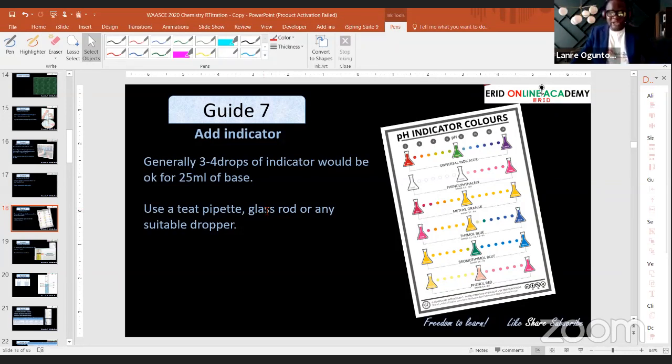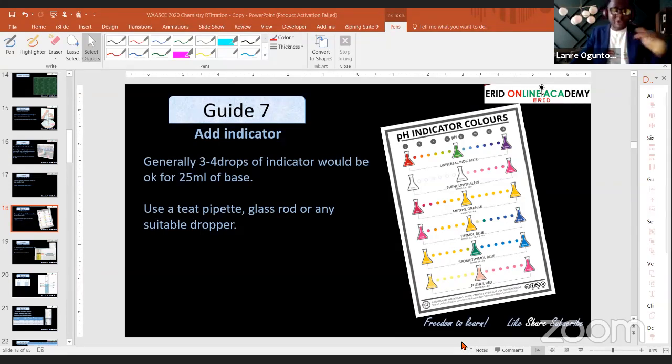Methyl orange changes color. In acid, your methyl orange is red, while in base your methyl orange is yellow. So when you add the indicator into your base, you get a yellow color. After some time titrating, the yellow color will change to red. That's how you know that you have reached the endpoint. Not deep red.